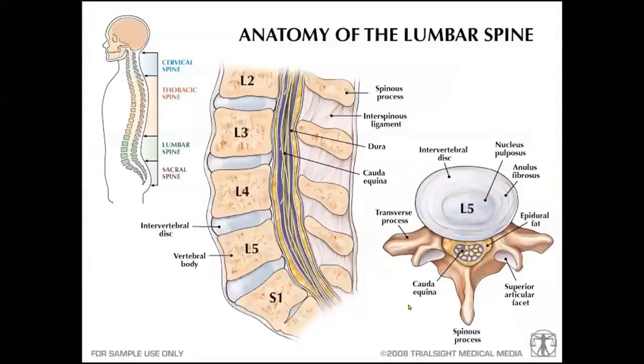So here's the lumbar, 5 lumbar vertebrae. We would have the body. This happens to be the disc. Posterior to the body would be the pedicles on either side. Transverse process, lamina, spinous process.